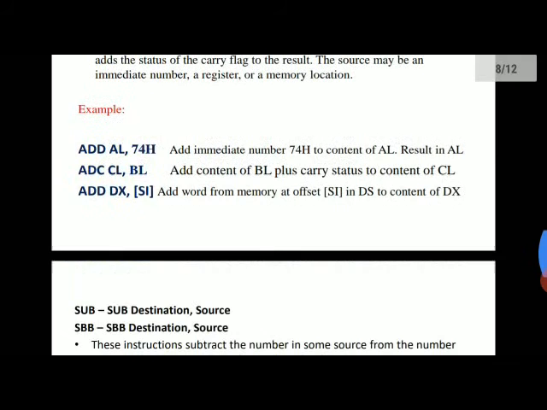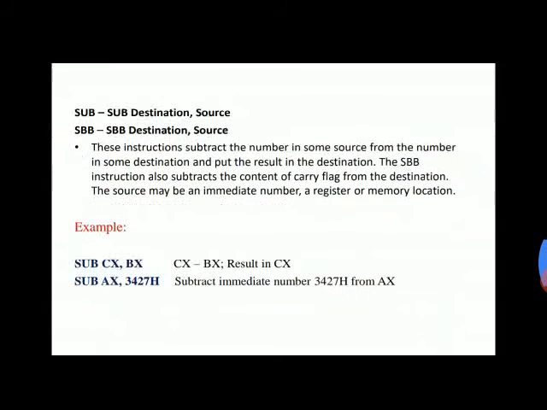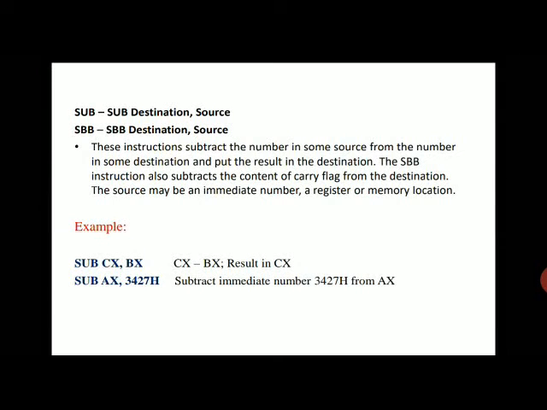And then we can see the next type of instruction, that is SUB. For subtraction, this instruction is used. Here also we have to subtract the two numbers. These instructions subtract the number in some source from the number in some destination and put the result in the destination. And the SBB instruction also subtracts the content of carry flag from the destination. The source may be an immediate number, register or a memory location.